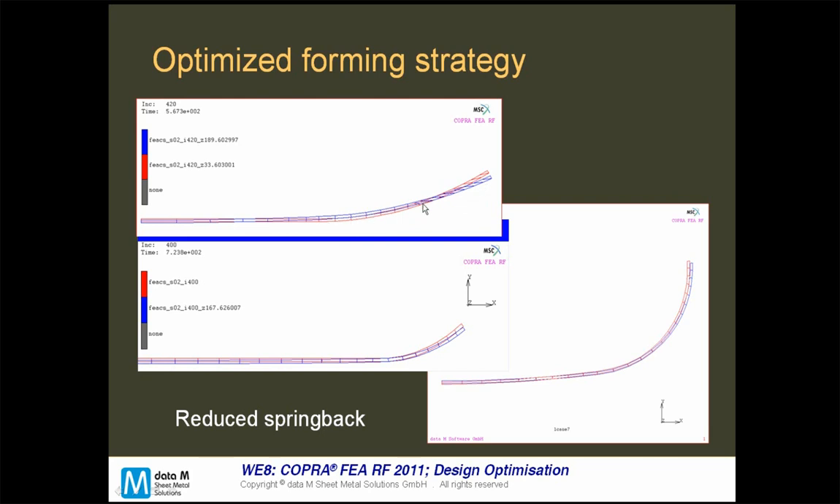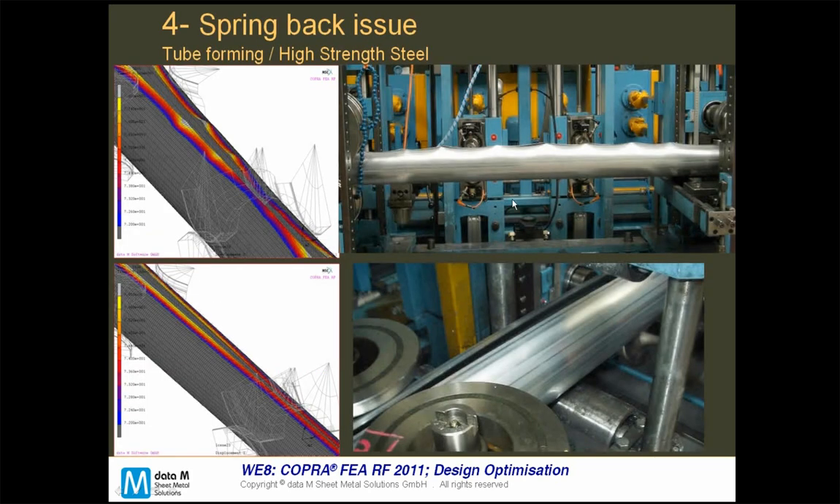and of course the next station will have to do the work that the previous one has not done. That means extra work, extra longitudinal deformation, and that means bad quality of the end product.